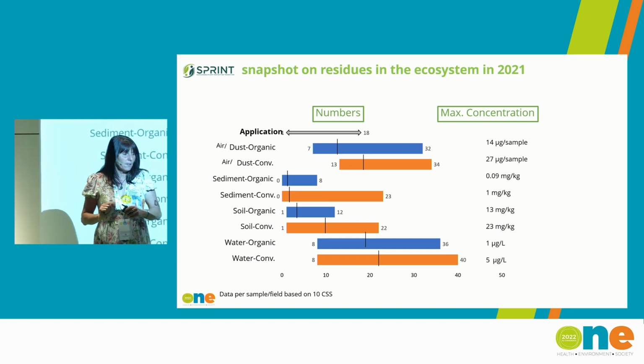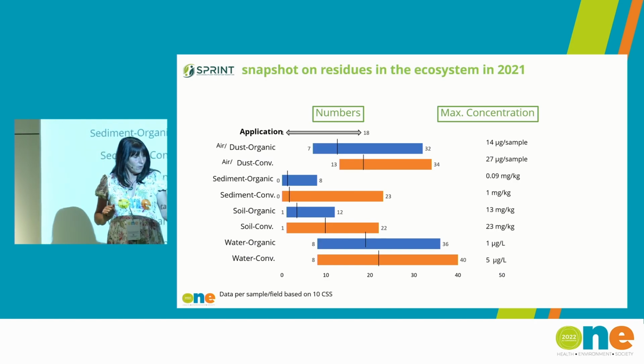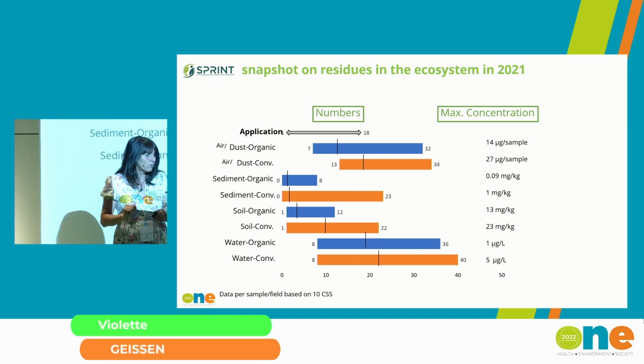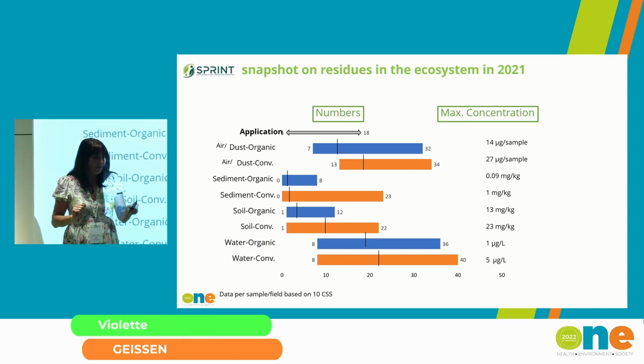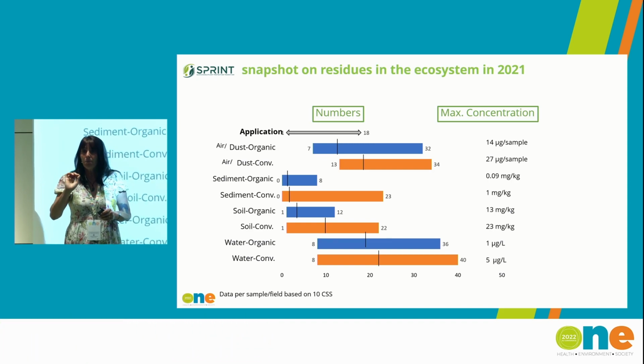So in the soils, what is the object of the application? In conventional farms, we found up to 22 different pesticides during the growing season. In organic soils, 12. And here, interesting to see the maximum concentrations we found, and this was 23 and 13 milligram per kilogram. This is much more than available phosphate, which is needed for plant growth.